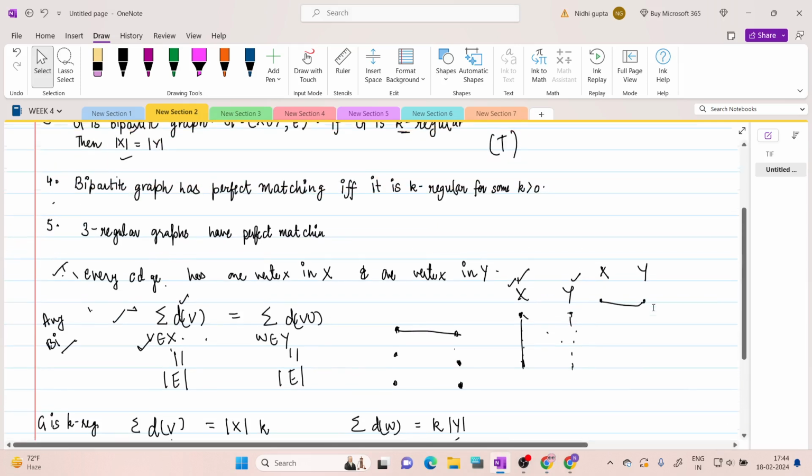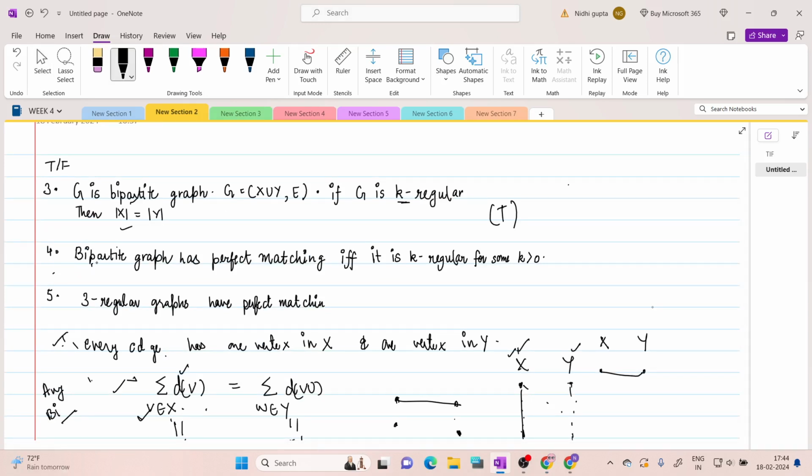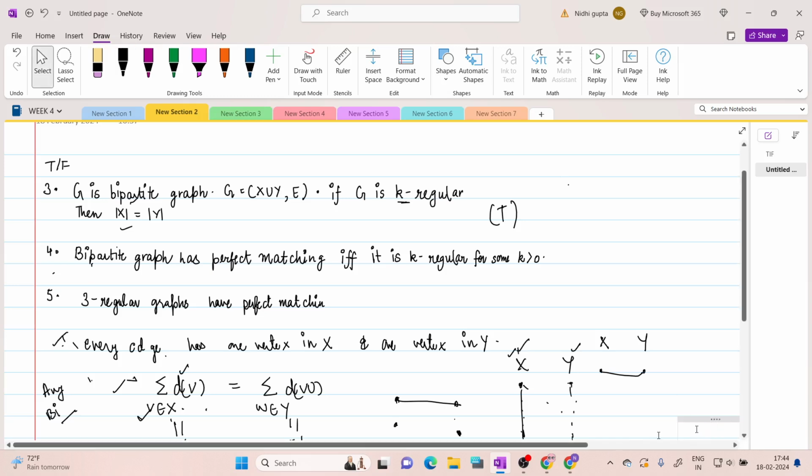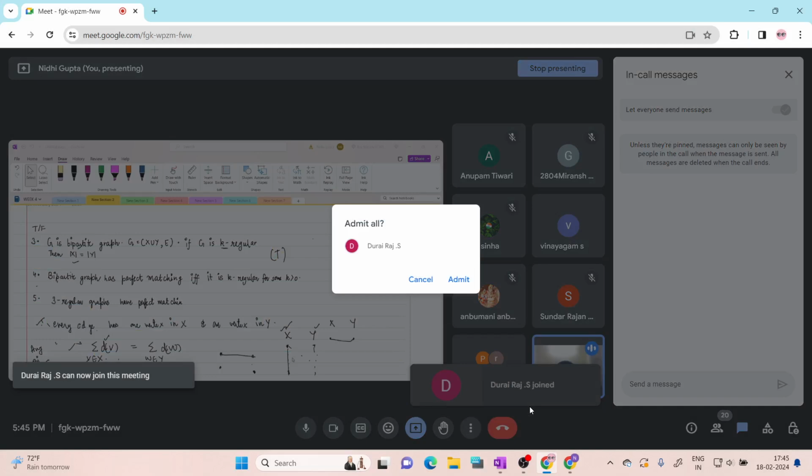Now the second statement says that a bipartite graph has a perfect matching if and only if it is k-regular for some k greater than 0. True or false? So everyone thinks it is true? Right now I'm not saying it's true, I'm asking if it is true or false.